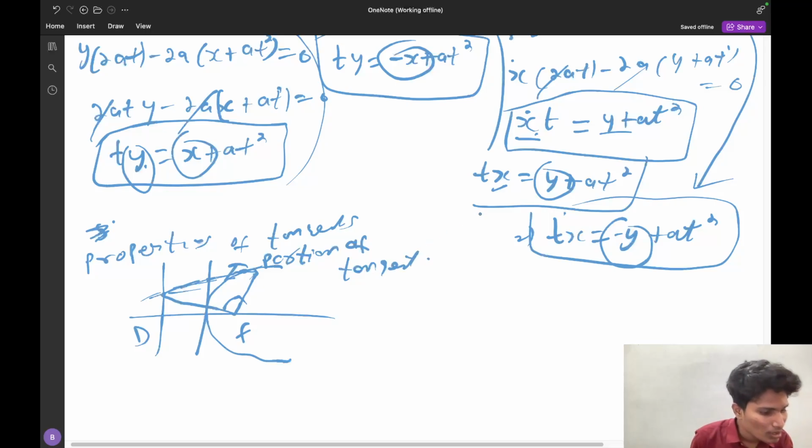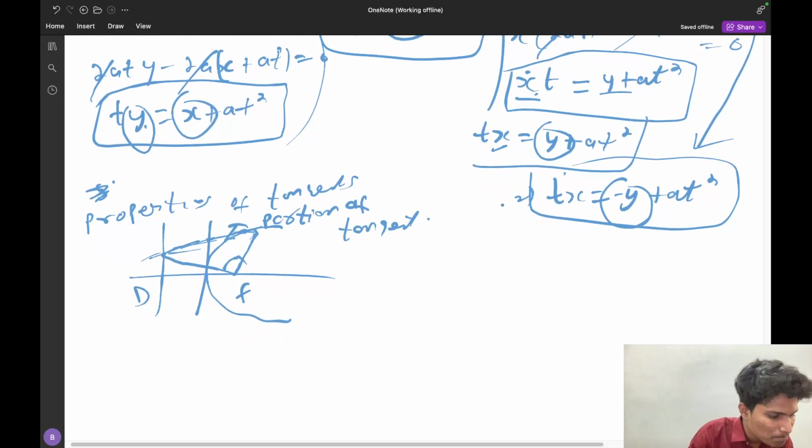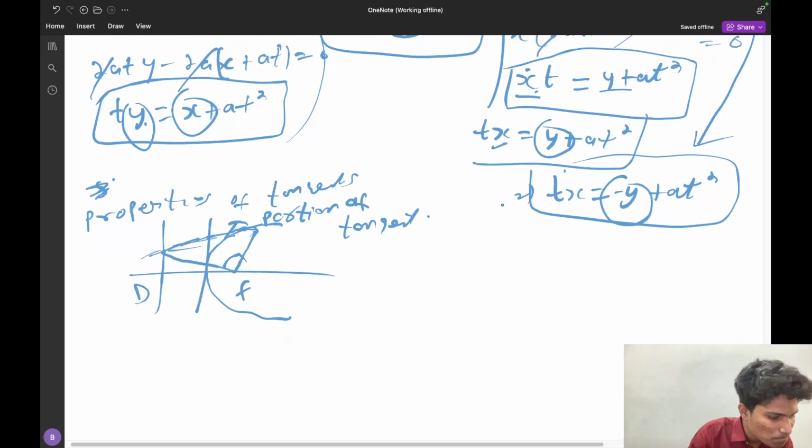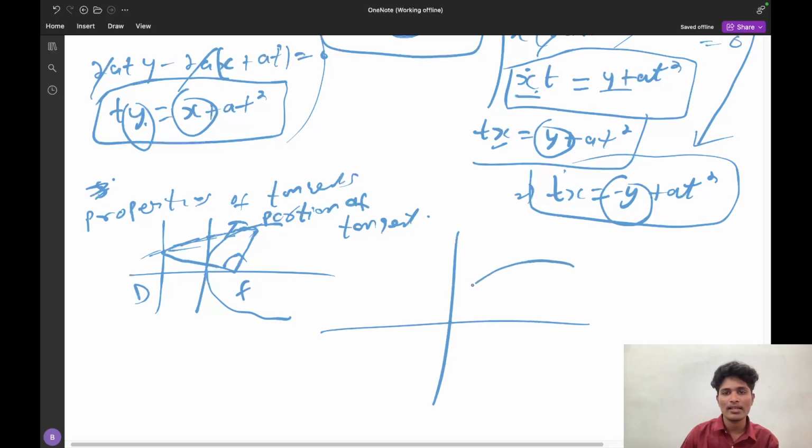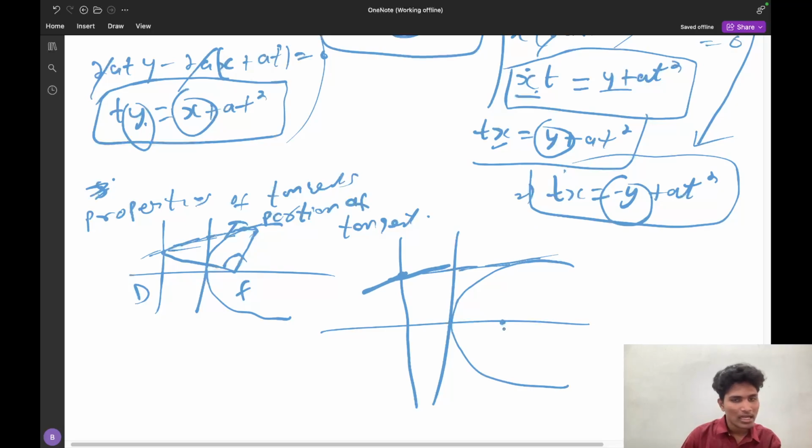Yes. And the next property will be: suppose there is a tangent, there is a parabola like this and there is a directrix here. Again, from the focus, if I join here and if I draw the perpendicular, it will fall on the perpendicular. It is very important. This is another property.